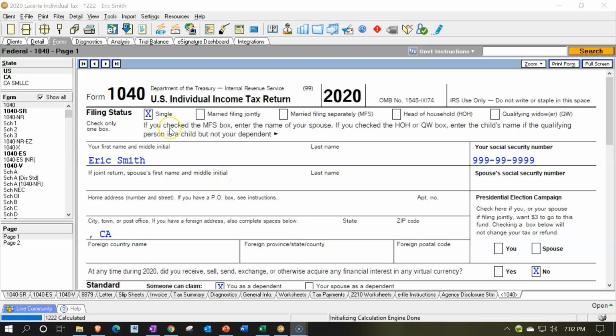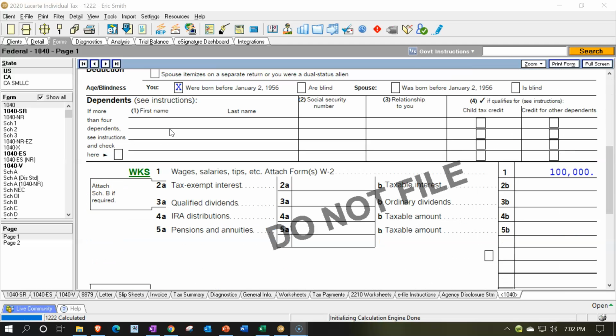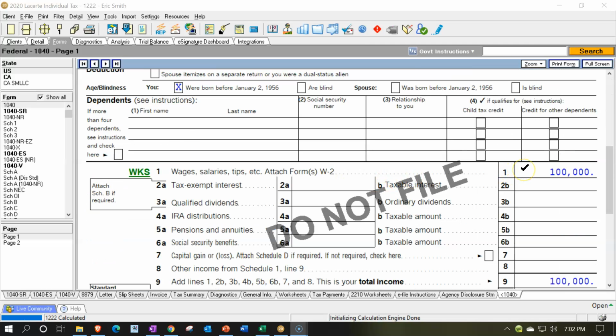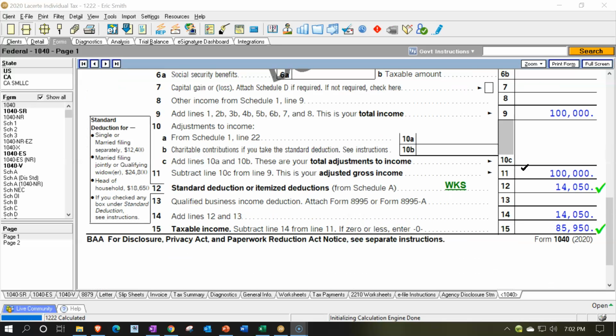So we got our single filer. We're going to start off with Eric Smith. Down below, we have the wages. We're going to start off at that 100,000, which we've been doing in the past. Then down below here, we have the standard deduction, which is at 14,050. Why is it at 14,050? Because it's a single individual and they're going to be over the 65 limit age. And therefore, we're also going to be jumping over here to the 1040 SR from time to time.